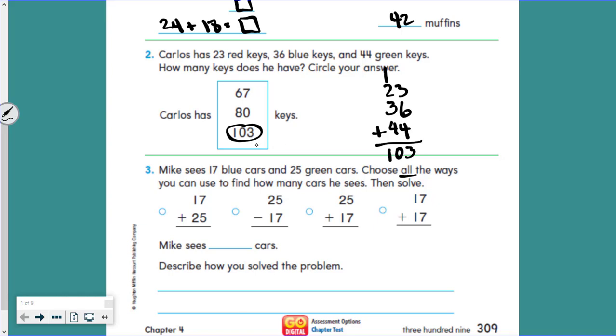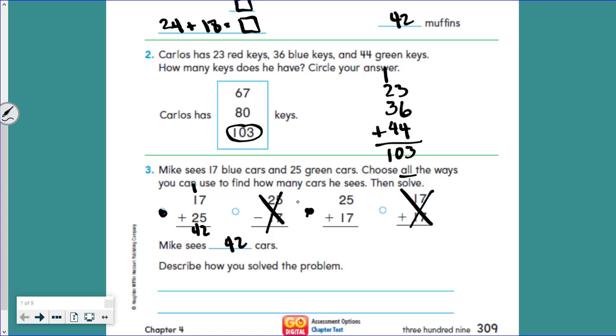Okay, so we're finding out how many cars he saw in all. So it's got to be 17 plus 25, but it can be in any order. So 17 plus 25, so that's one answer that's correct. This is subtracting, so I know that's not right. This was 25 plus 17, so they just switched the numbers, which is fine. It can be a turnaround fact because it's addition. And 17 plus 17 is not helpful, so that's not right. Okay, so how about we use this one, and we're going to add these up. So 7 and 5 is 12, so that's 1 ten and 2 ones. And then that's 4 tens, so Mike saw 42 cars.